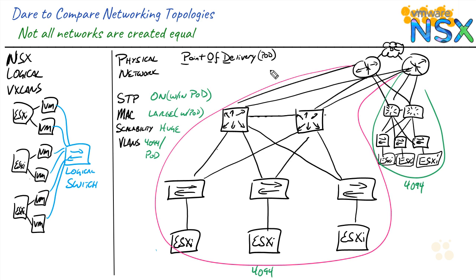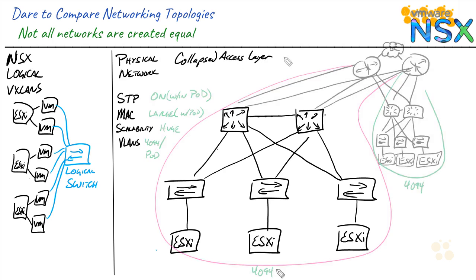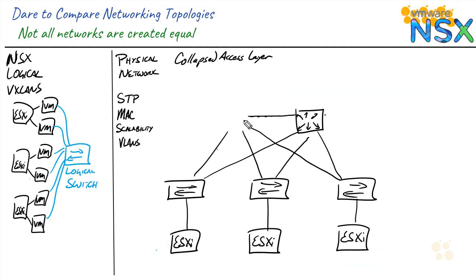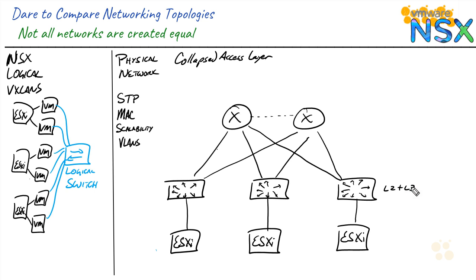But the point of delivery model is not the only way to increase scalability. Another option would be to use what's known as the collapsed access layer. So for this model, we're going to be replacing our layer 3 switches with routers. But wait, we worked so hard to have that combination of routing and switching to give ourselves flexibility. True. But here's what we're changing now. We're collapsing the access layer to the point of access so that now these devices that our ESXi hosts are directly plugged into are now layer 3 switches.